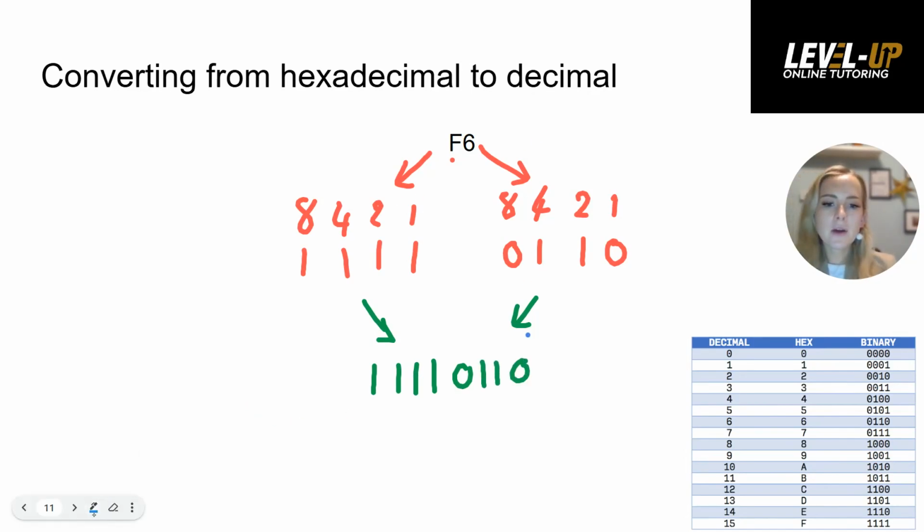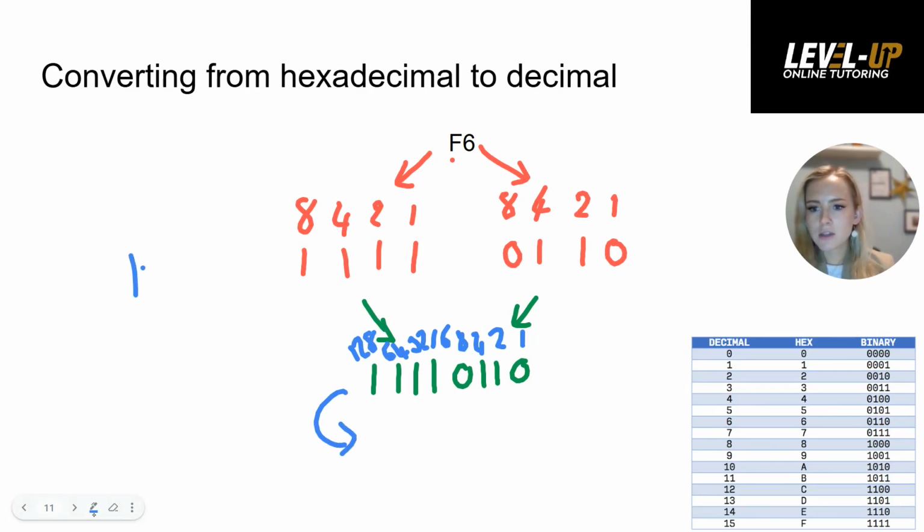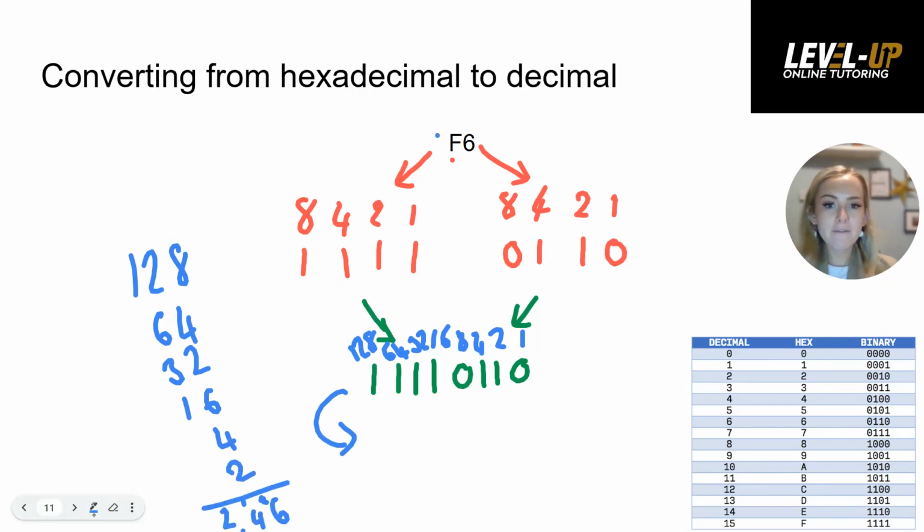And final thing we're going to do today is convert this whole byte as we normally would into decimal. So the addition I'm going to do is 128, 64, 32, 16, 4 and 2. So F6 in hexadecimal is equal to 246 in decimal.